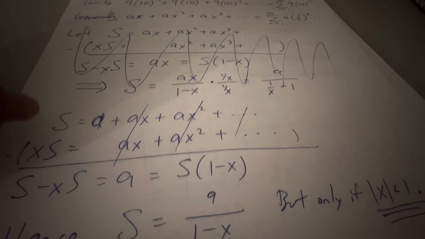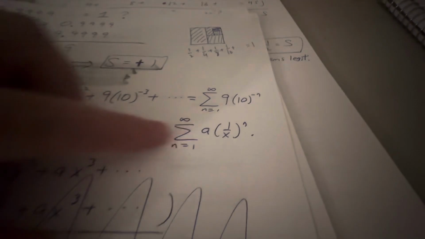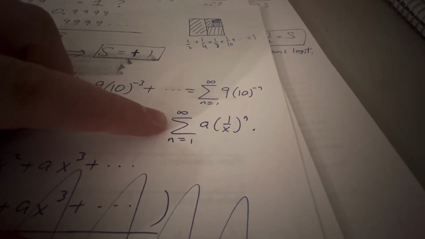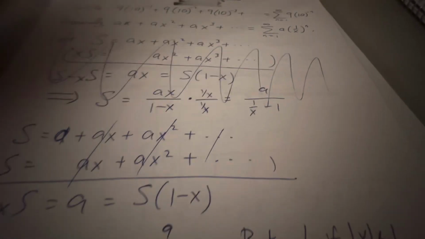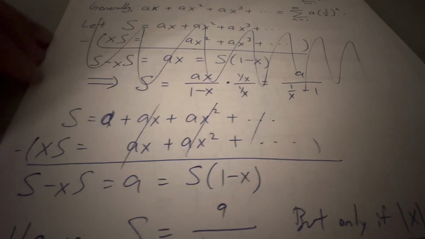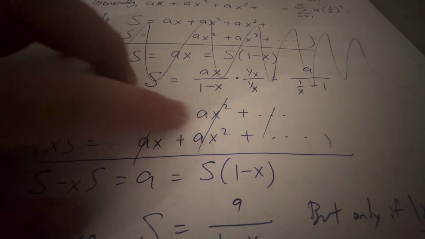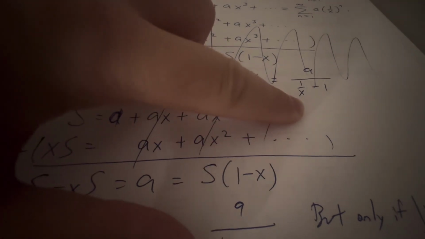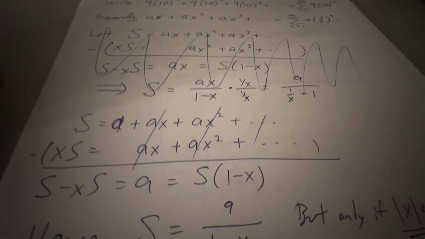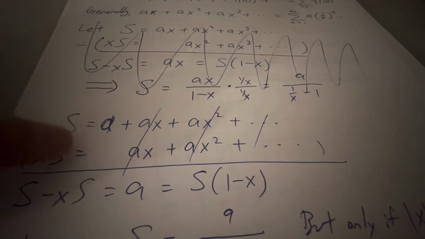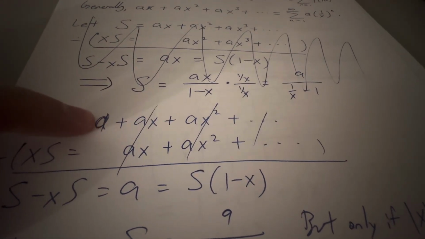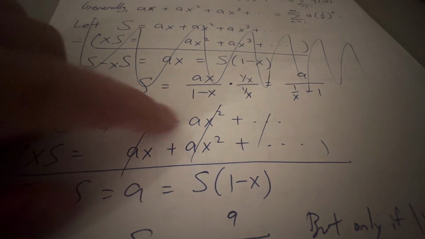And the idea is that this summation that we have written here has a formula. So how do we derive the formula? We can set s equal to a plus ax squared plus so on and so forth. And then you multiply both sides by x. So when you multiply both sides by x, you get ax here, ax squared, ax cubed.